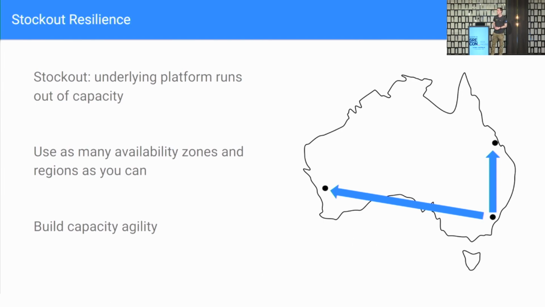You want to build capacity agility. So your load and your footprint should be able to freely flow between different availability zones and different regions. That way, if one of them stocks out, you'll automatically scale up in the other ones without having to touch anything. Usually, you can achieve this with a cross-zone auto-scaling group. And if your hosting provider adds new zones, take advantage of them as soon as you can.